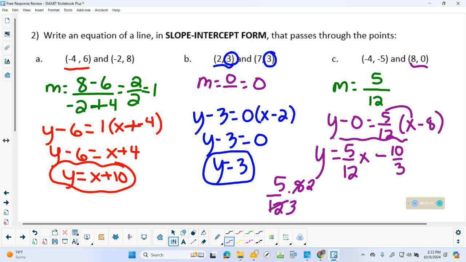We can do fractions. And of course, if I asked you for the y-intercept, what would you tell me in the purple? Negative 10/3, ordered pair, of course.